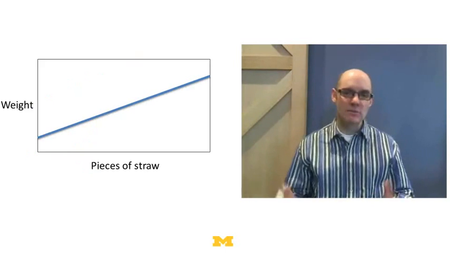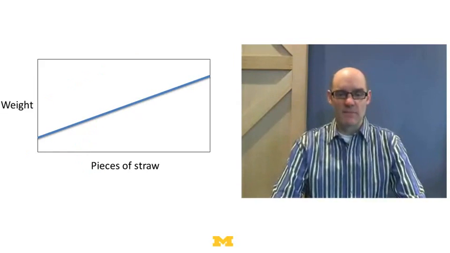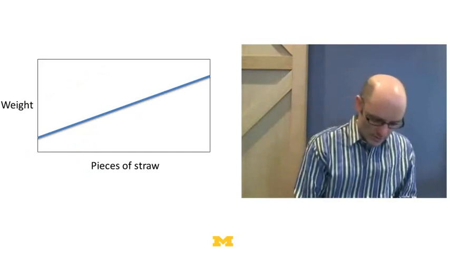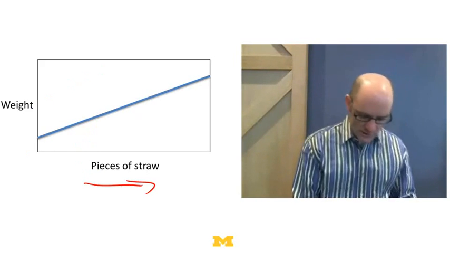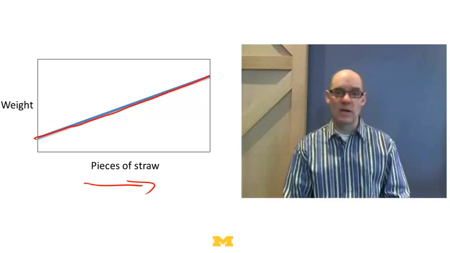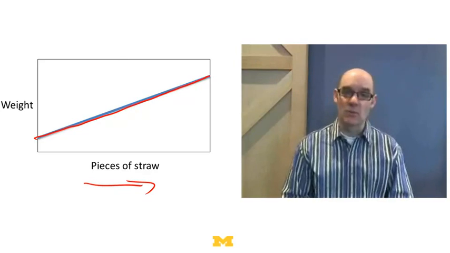Well, imagine the proverbial case of a tipping point: the straw that broke the camel's back. Suppose this is a graph of the weight of a camel, and here I'm adding pieces of straw. As I add pieces of straw, the weight of the camel plus straw goes up in a nice linear way.